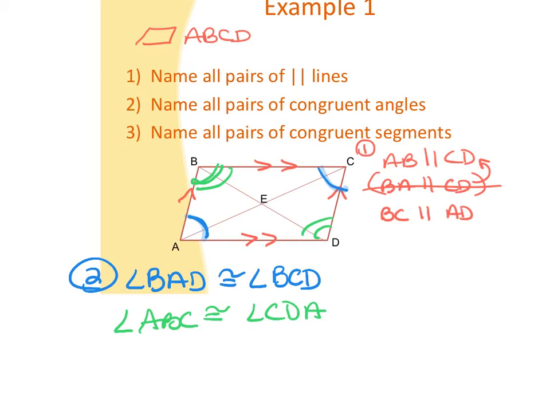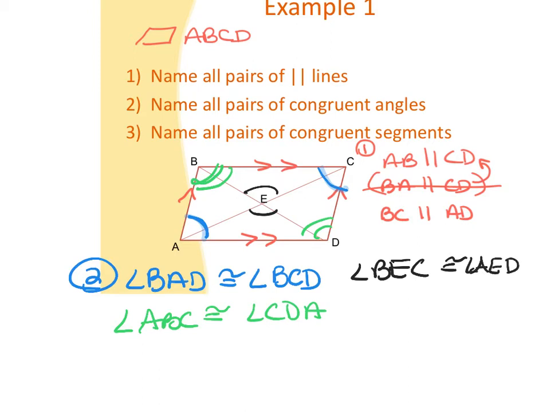Now, those diagonals, when they bisected each other, formed 4 angles there. So I have some vertical angles going on here in the middle. I have this angle, which is congruent to this one. And again, I can't just say angle E. I need to name it with 3 letters. So I'm going to call this BEC is congruent to AED.